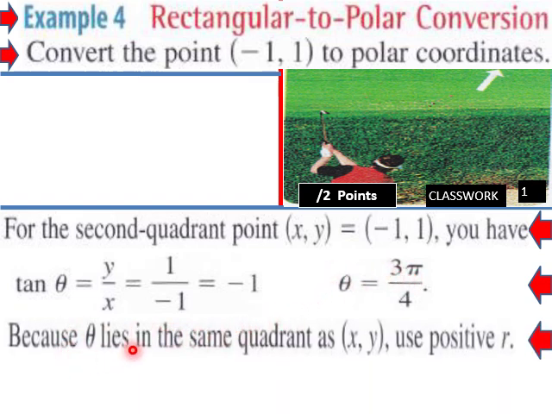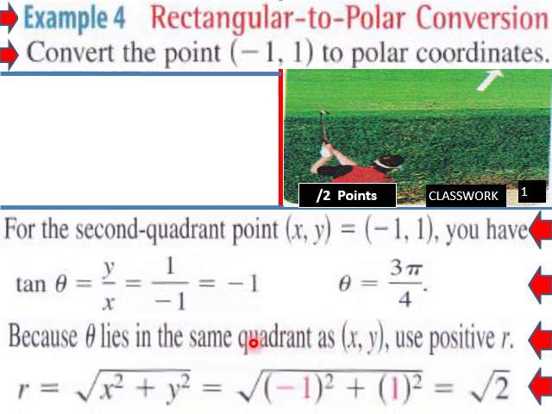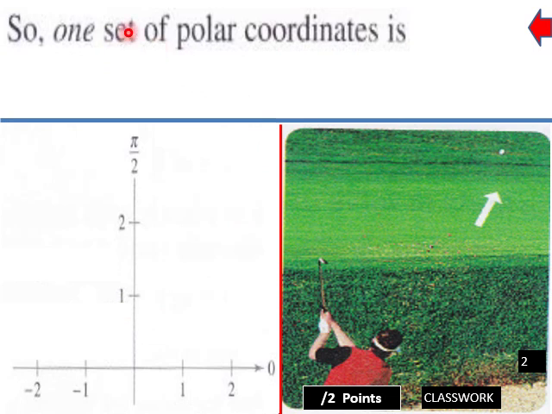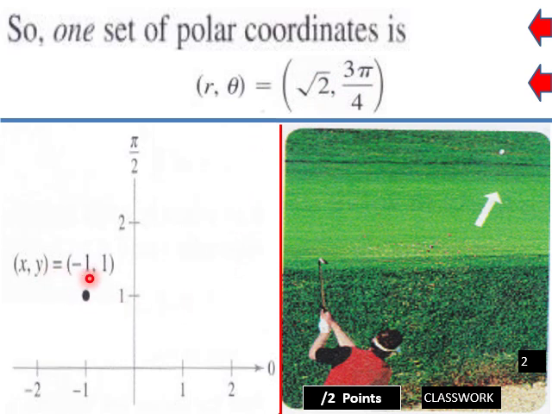Because theta lies in the same quadrant as (x, y), use positive r. So r, when we plug in our values for x and y, is the square root of 2. Now we have some numbers that we can use to find our point. So one set of polar coordinates, (r, theta), would be the square root of 2 and then 3 pi over 4. And that would equal this point here, -1 and 1, and our polar coordinates for that would be the square root of 2 and then 3 pi over 4, and that would be this point.